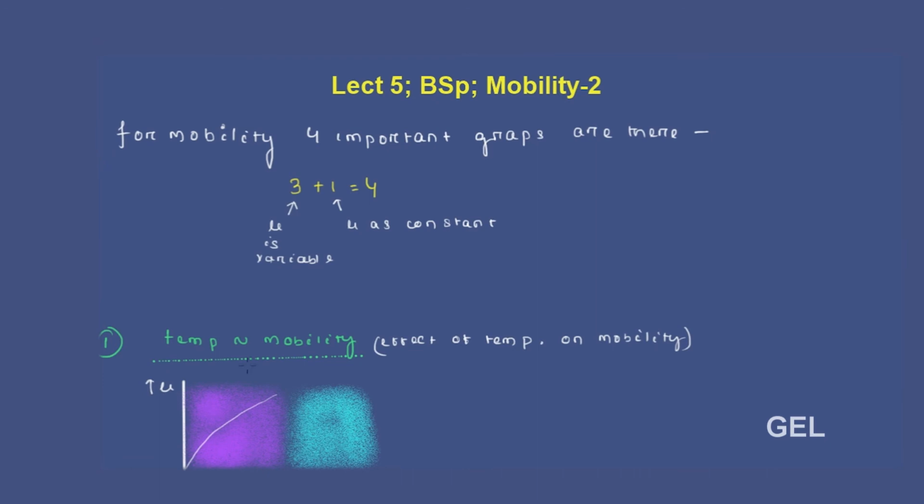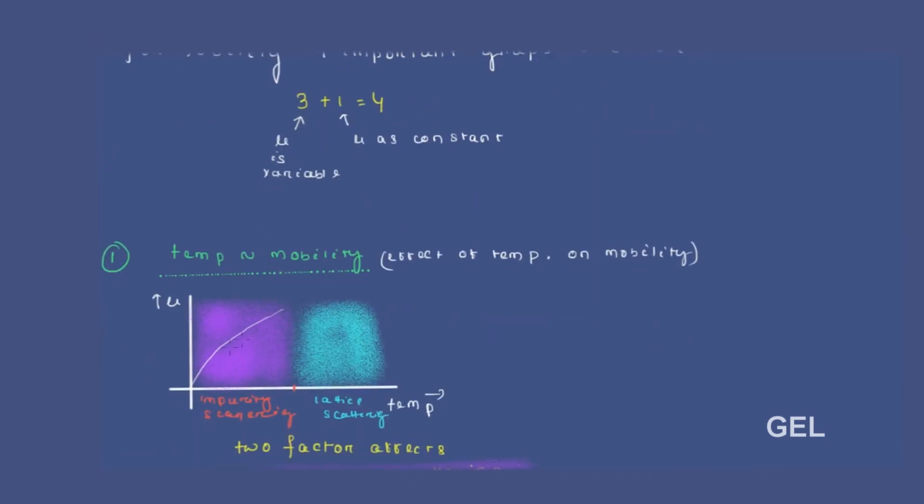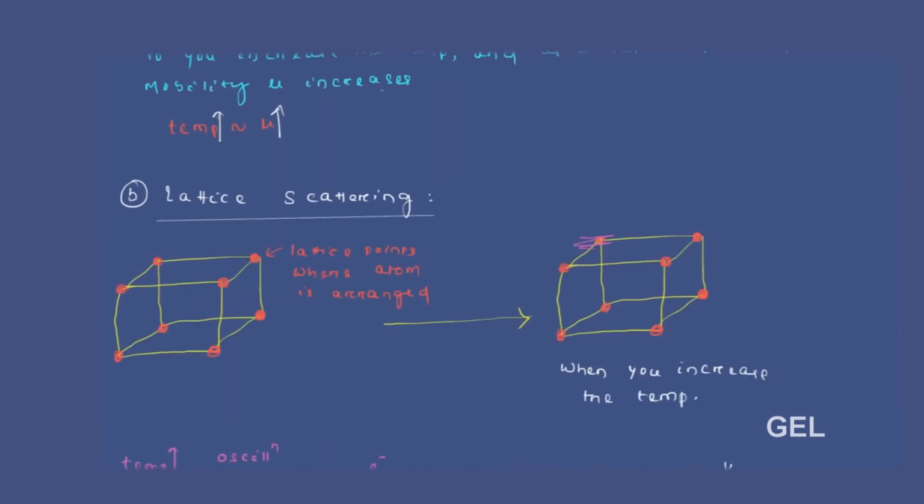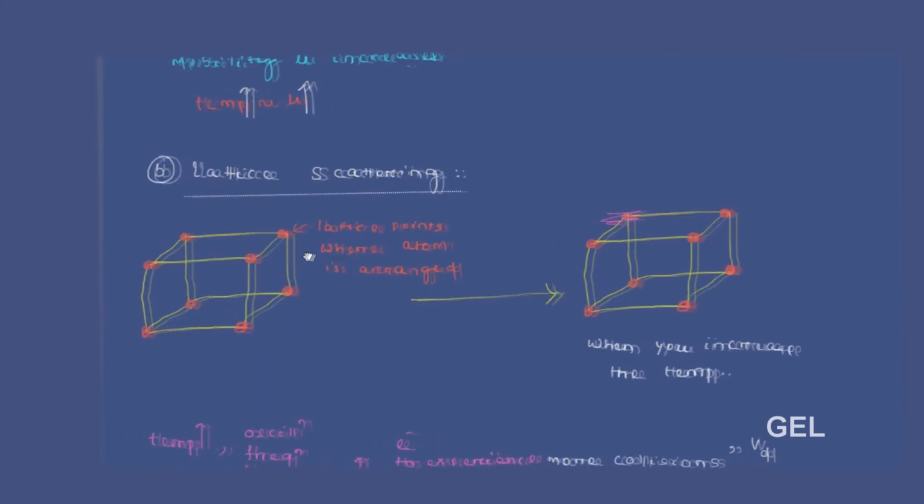डायग्राम को ऐसे बना दिया तो आप लोग ये पॉइंट समझ गए आराम से. ठीक है, ये पॉइंट यहाँ पे ऐसे हो गया. ठीक है, नाउ मूविंग ऑन टू सेकंड पॉइंट, लैटिस स्कैटरिंग. लैटिस स्कैटरिंग मतलब क्या होता है?